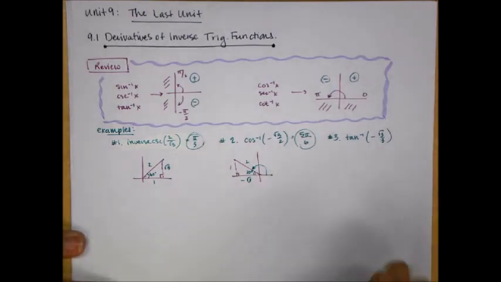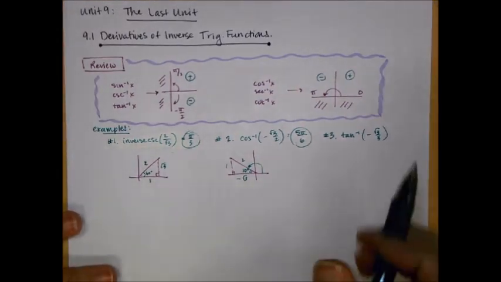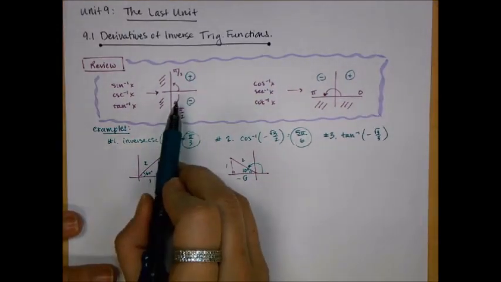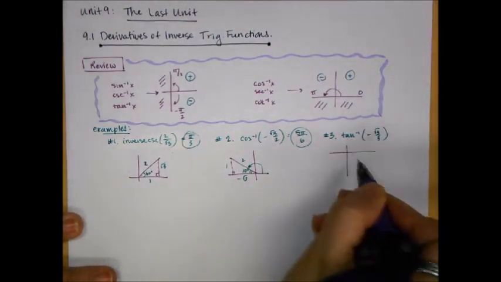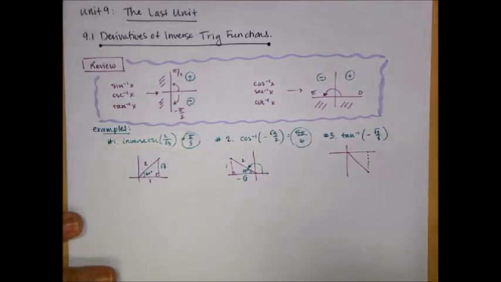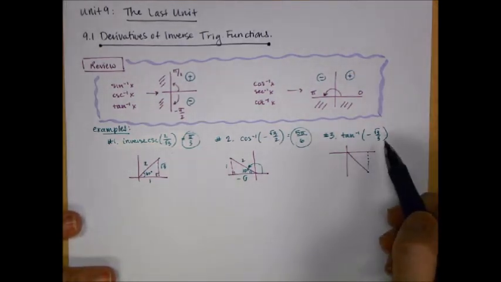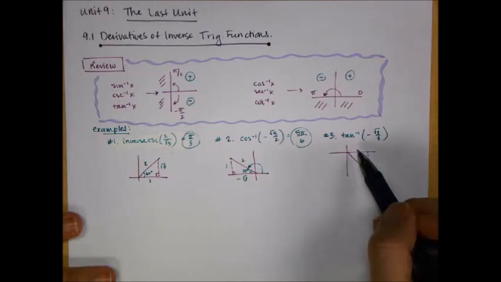All right, inverse tangent of negative root 3 over 3. So inverse tangent of a negative number is in quadrant 4. So here we go in quadrant 4. We want to label, except we don't have such sides as opposite negative root 3, adjacent positive 3.